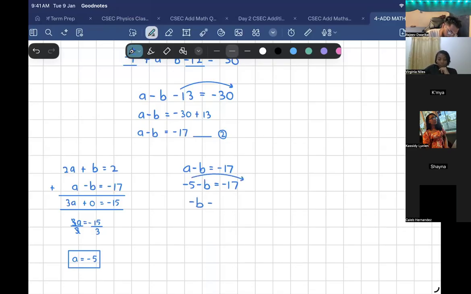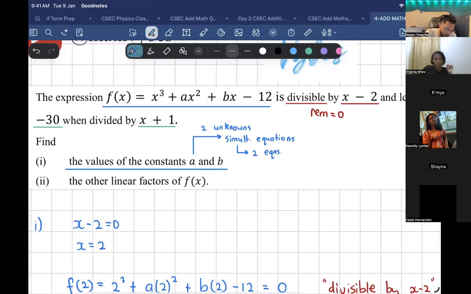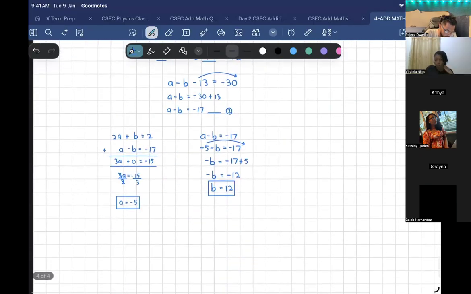So Caleb, I move across the minus 5. What happened? It turns to positive 5. So minus 17 plus 5. Right, so minus B is minus 12. So B is equal to 12. Yep. Well, in this case we're done. A is minus 5 and B is 12.